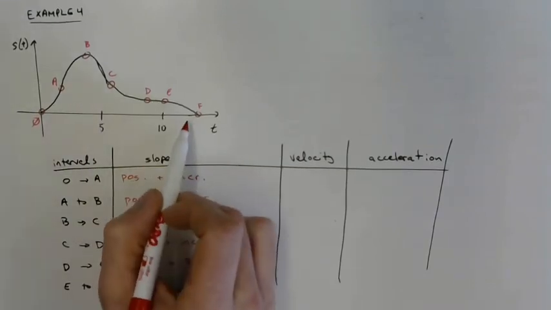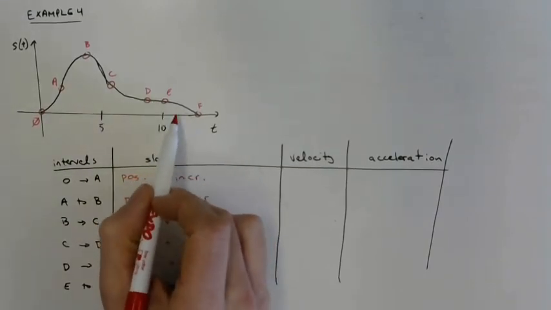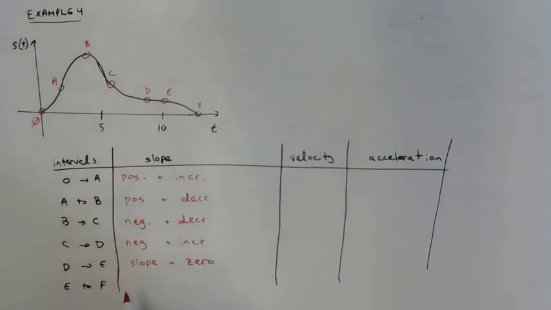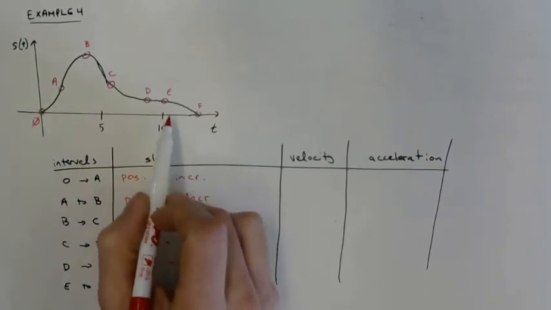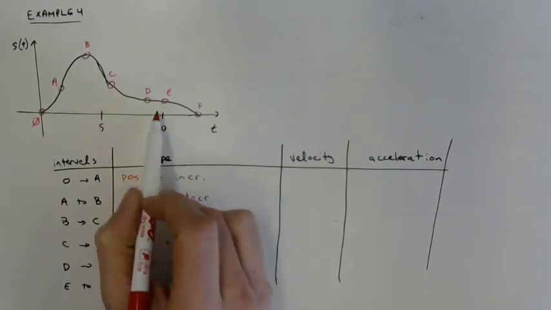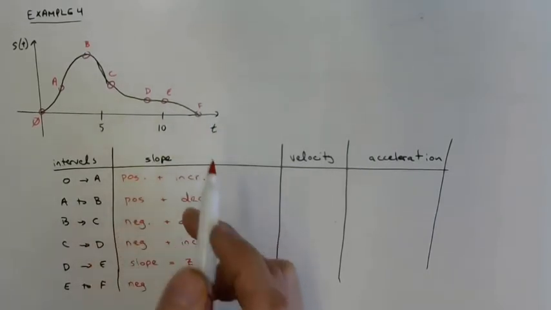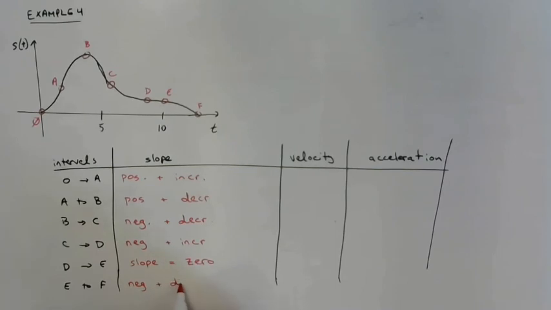And then the last one there, from E to F, Jake, is the slope positive or negative? Is it heading up or down? Negative. And is it increasing or decreasing? Is it getting more negative, or is it going to turn and go positive? Negative. Yeah, it's decreasing. Negative and decreasing.